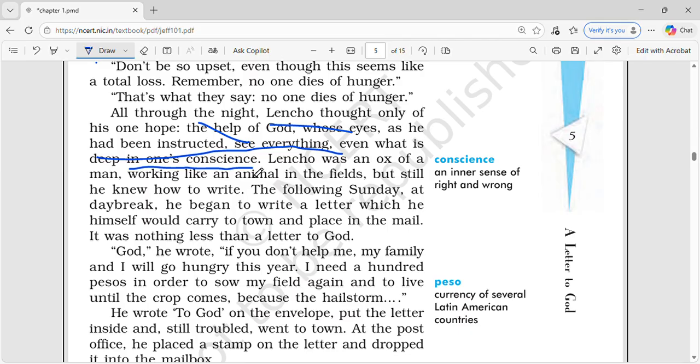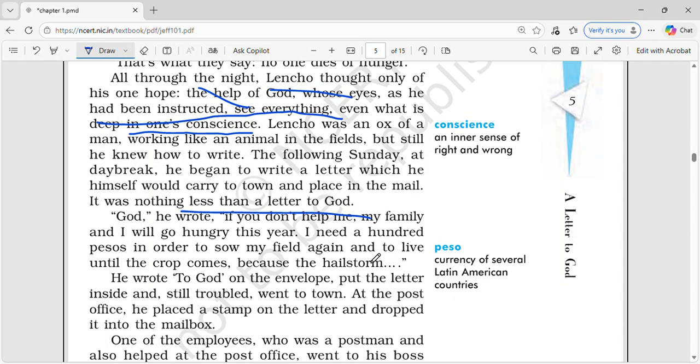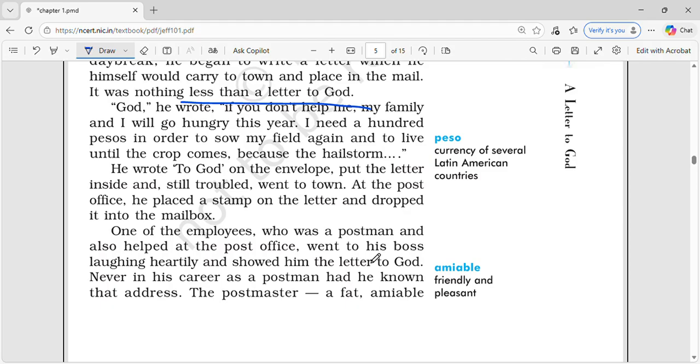It was nothing but a letter to God. He wrote a letter to God asking for help. He knew only how to write, so he wrote a letter. That much is understood.